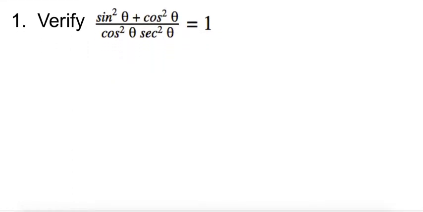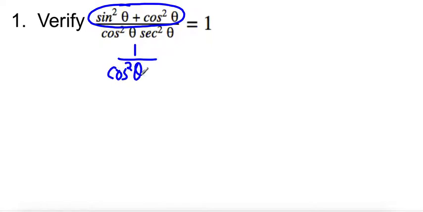We want to verify that (sine squared theta plus cosine squared theta) over (cosine squared theta secant squared theta) is actually 1. So using the suggestions we just talked about, we're going to work with the left-hand side. It's the more complicated side. So the first thing that I see is our favorite Pythagorean identity, sine squared plus cosine squared equals 1. So I'm going to replace that with 1 over cosine squared theta secant squared theta.